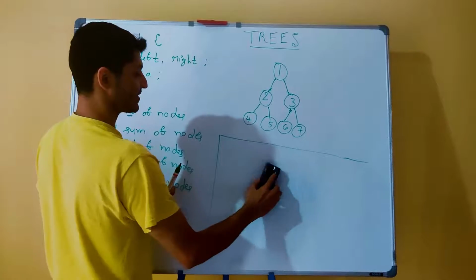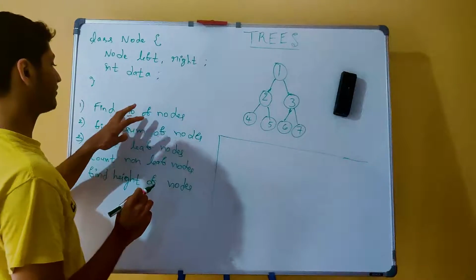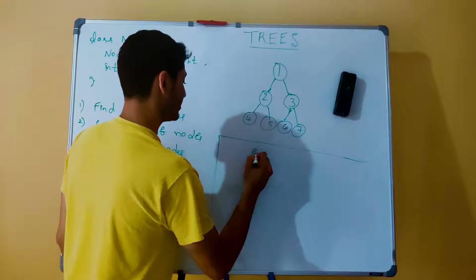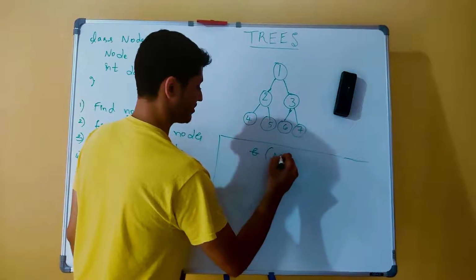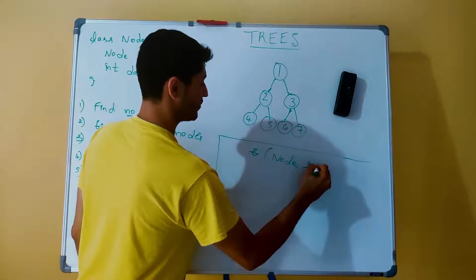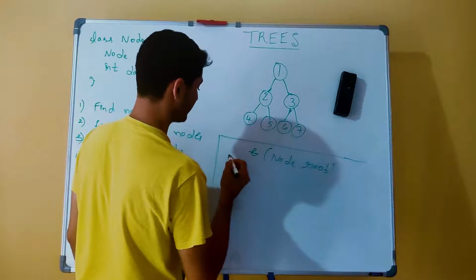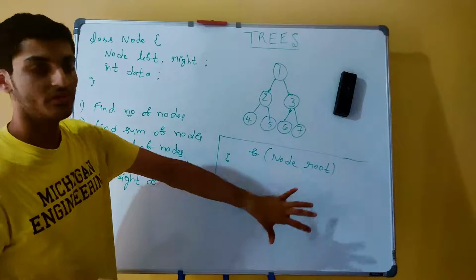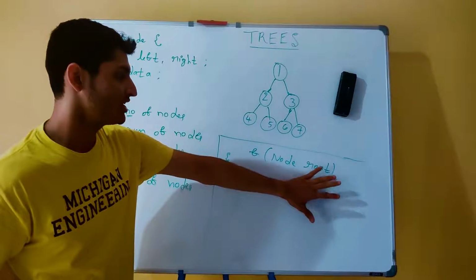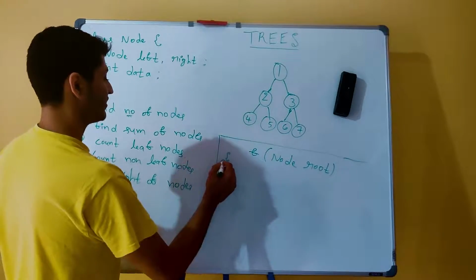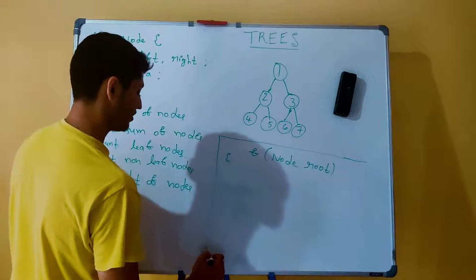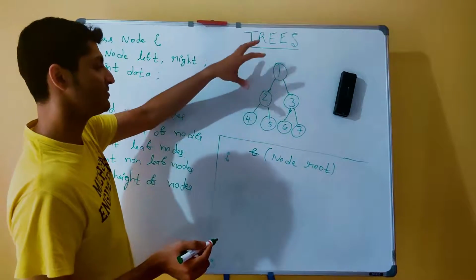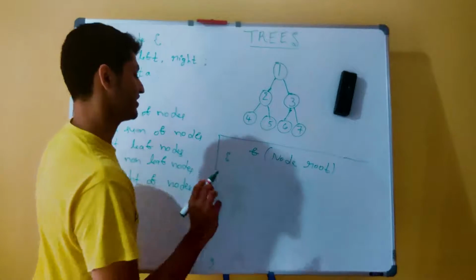Now let's actually solve this problem: find the number of nodes in the tree. Let's say we have a function which takes the root node of the tree as input. What should we find? We should find the number of nodes in the tree whose root node is given. So how do we find it? We assume that we already have the solution for the left subtree and also the right subtree.